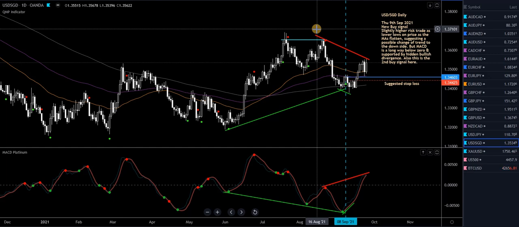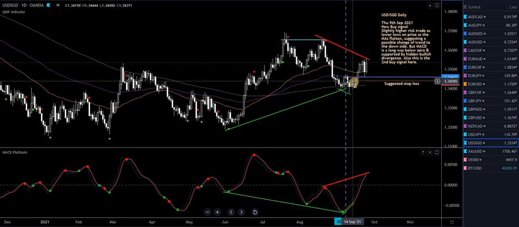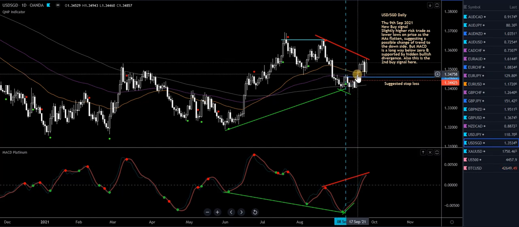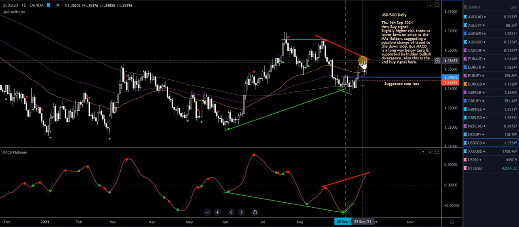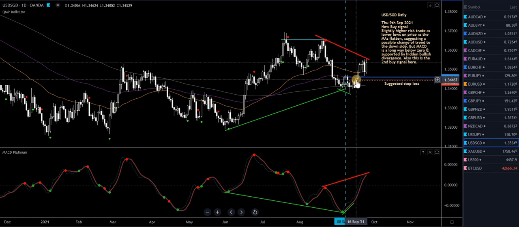If you were stopped out, then I suggested you do a trend line across here and take a buy on the break of the trend line, which would have been this one, so a re-entry. And it's popped up nicely. MACD Platinum through the zero level. So anywhere in here, closing half, and you bring your stop up.